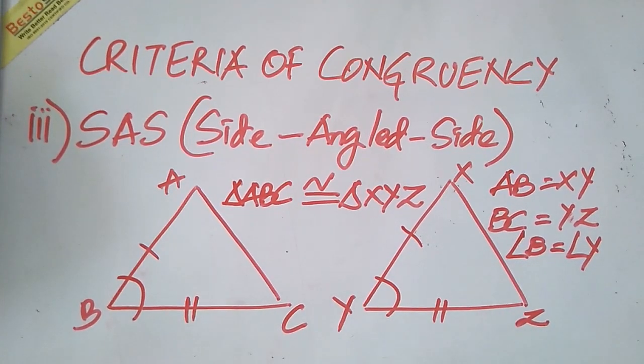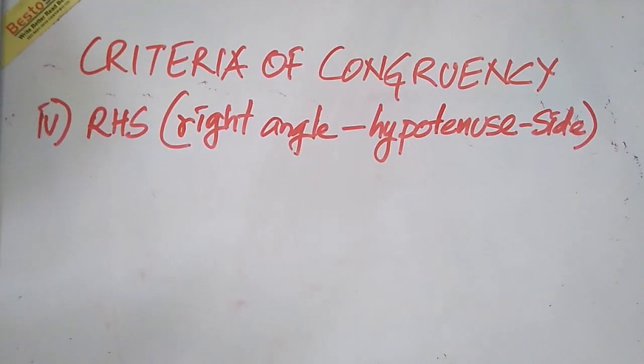So till now we have learned three different criteria. There is one more criteria that I want you to remember. Actually, there are four criteria, and you have to remember all these four criteria to prove that the two triangles are congruent. Now we'll be seeing the fourth criteria. This is the fourth criteria of congruency.